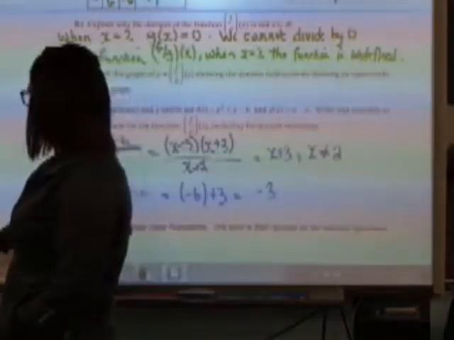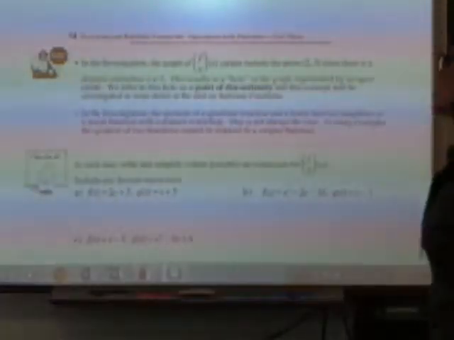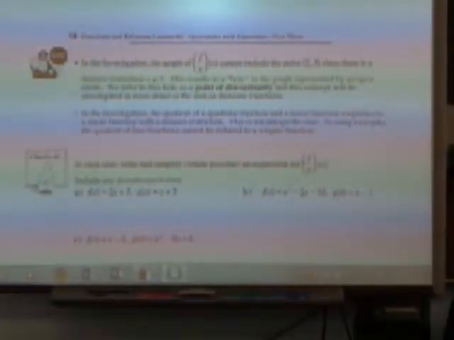So at the top of the next page is just another explanation that the graph of the quotient function cannot include the point (2, 5) because there's a domain restriction. So what I get is a hole in the graph, and that hole in the graph is called a point of discontinuity. And we'll talk about points of discontinuity in more detail when we do the rational chapter later on in this course.